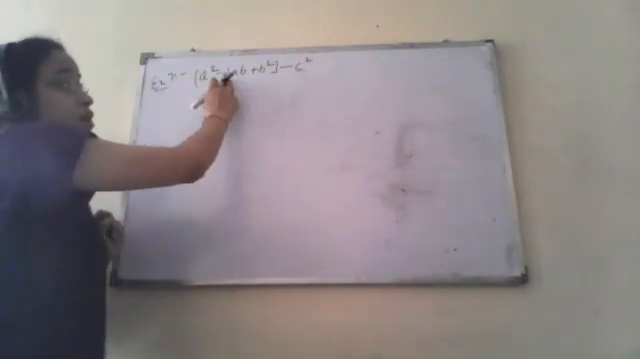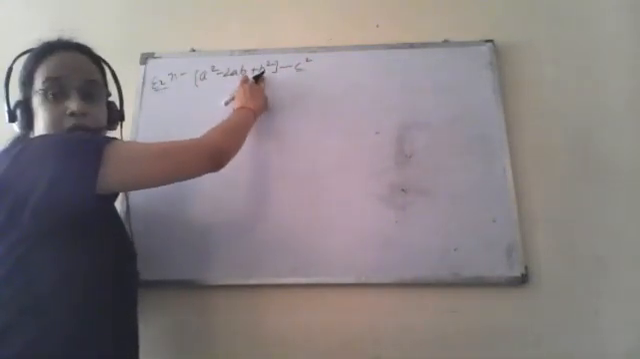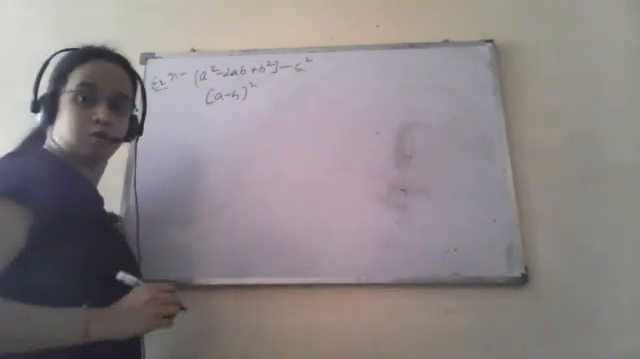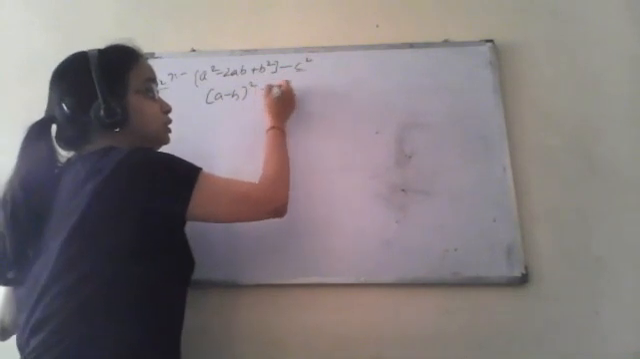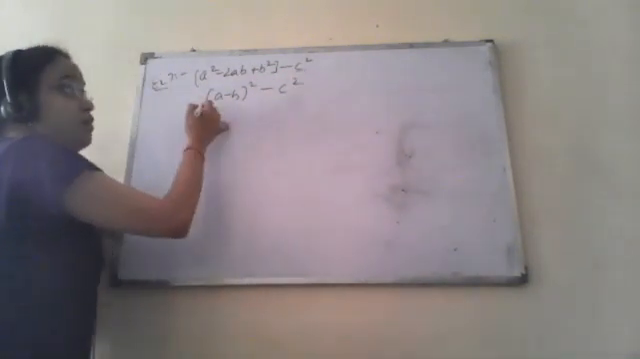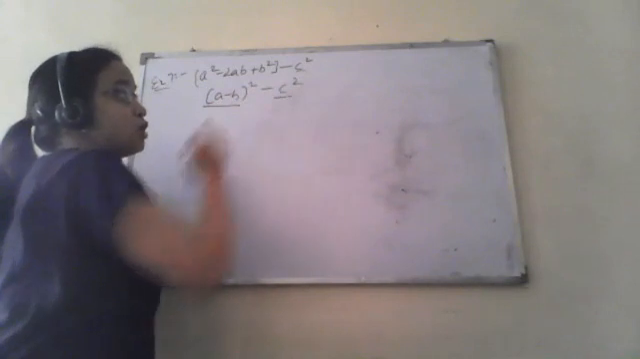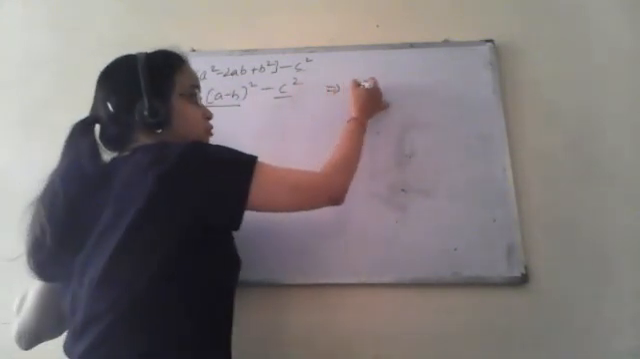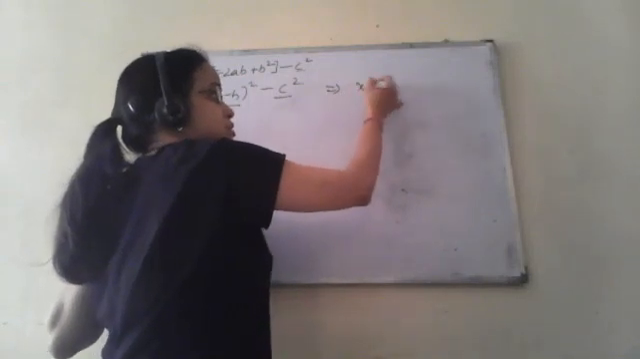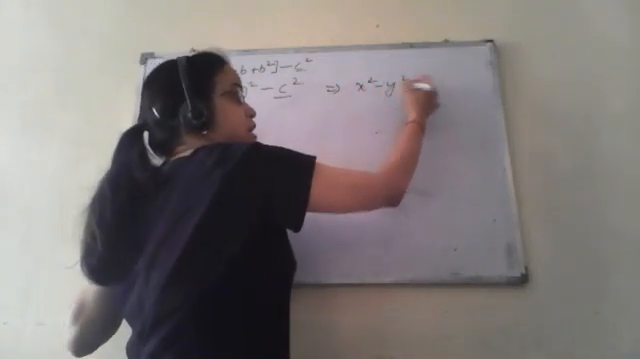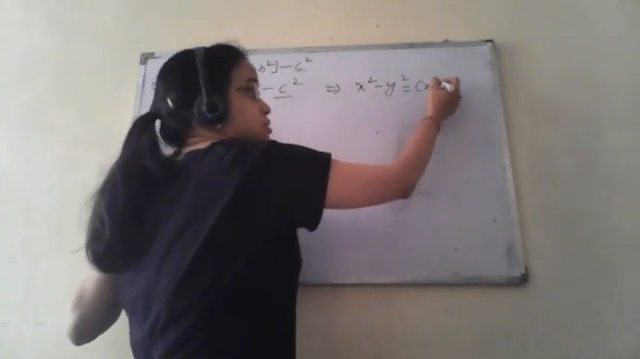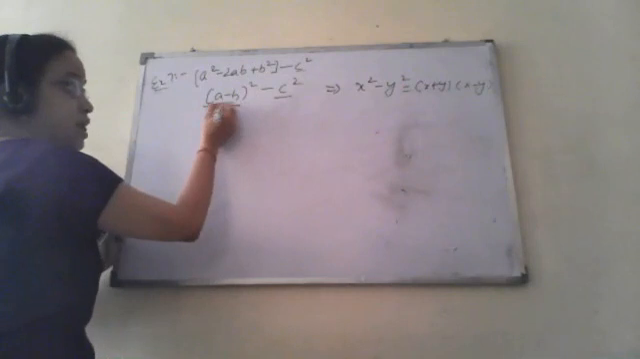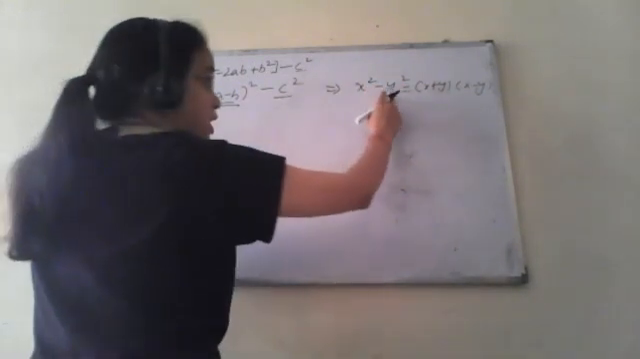Now what is the identity? This is a square minus 2ab plus b square, so this is nothing but a minus b whole square. This is minus c square. Now we have a square complete and c square complete. In place of a, what we have? a minus b. So this is of the form x square minus y square. This is x plus y into x minus y. In place of x we have this a minus b, in place of y we have this c.